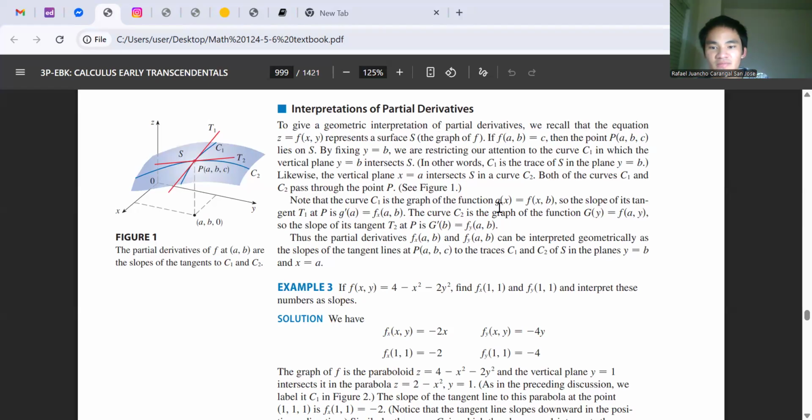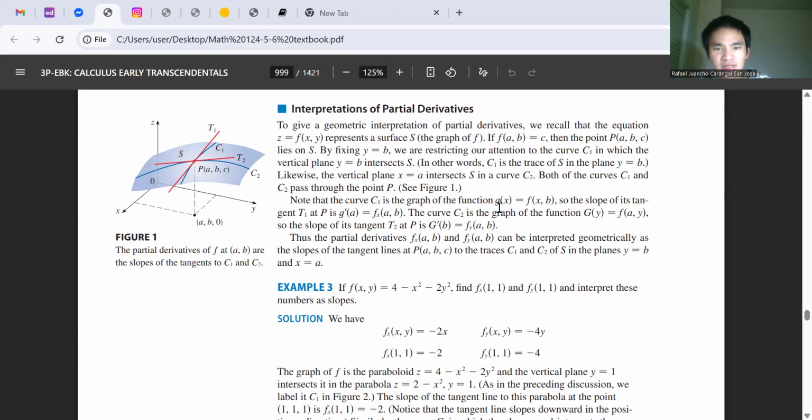And both of these curves, so we're going to say both C1 and C2 pass through our point P with coordinates A, B, C, right? So those are the three things, or three observations, we can deduce from this geometric visual.